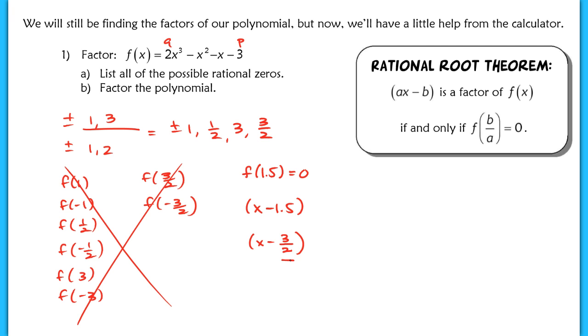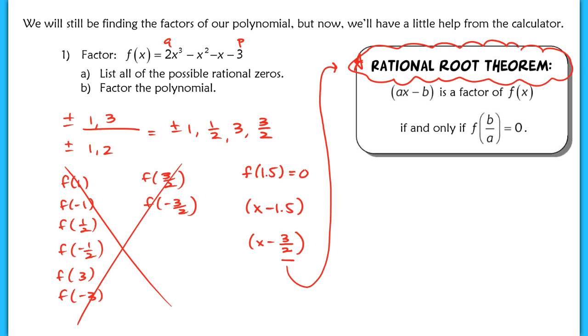So in order to change that from a rational number into an integer, I'm going to use something called the rational root theorem. Now this rational root theorem reads a whole lot like the factor theorem as well. So it states ax minus b is a factor of f of x if and only if f of b over a is equal to 0. So this is just a fancy way of saying something like 3x minus 4 is a factor of your polynomial if and only if f of 4/3 is equal to 0.